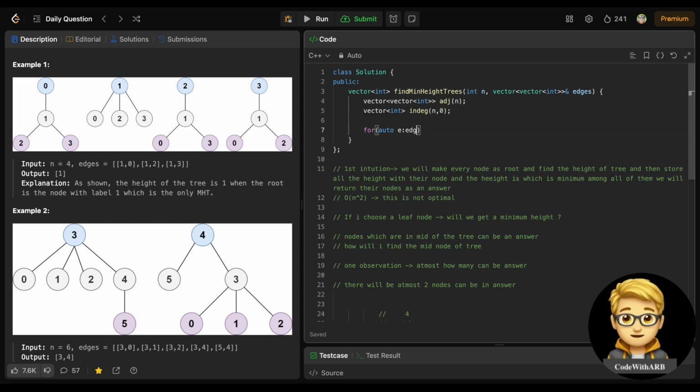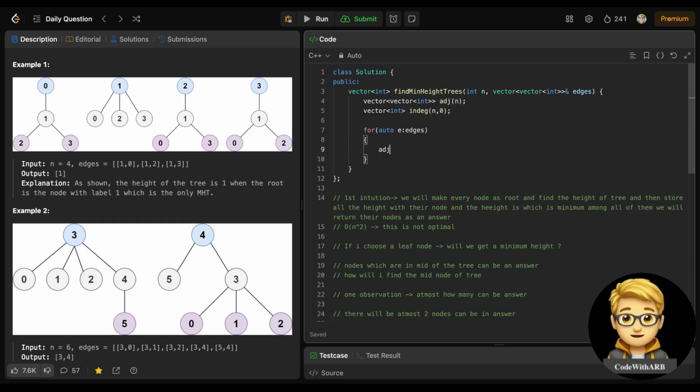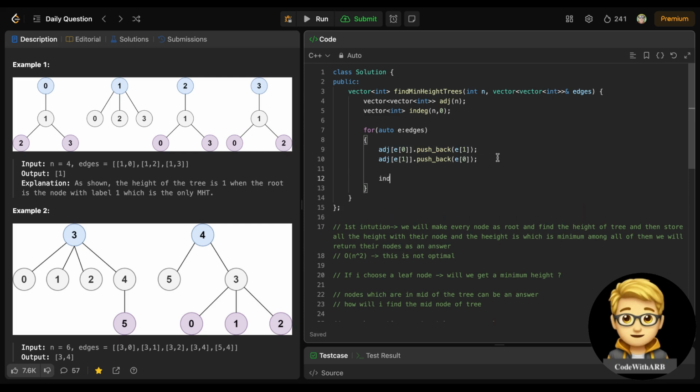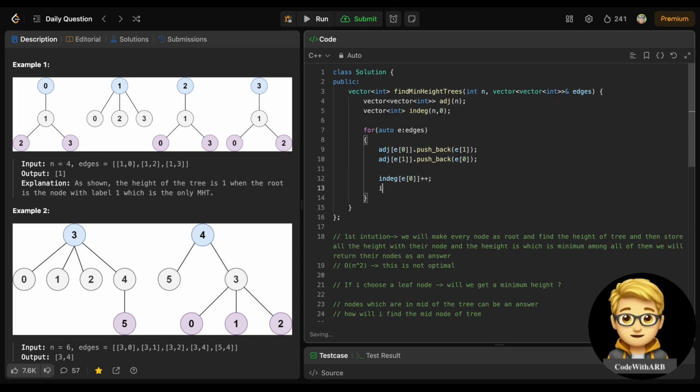So what will we push? We will push with pushback for the edge, right? This is an undirected graph, so we need to push it vice versa also. So let's change it to this one, because both sides are connected. And also I need to increment the in-degree for both of them, right? Because both are incoming edges.